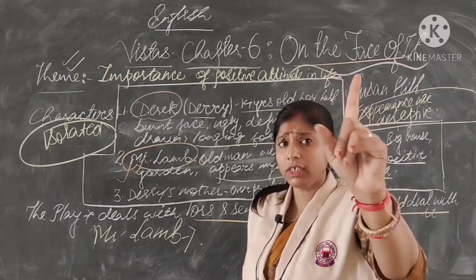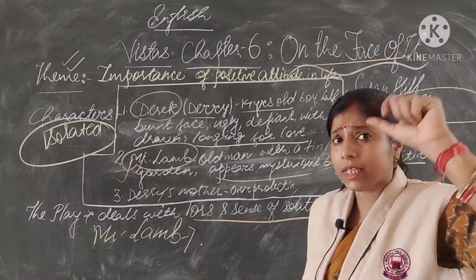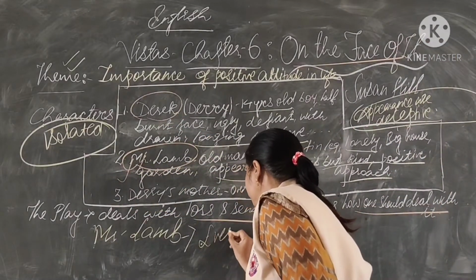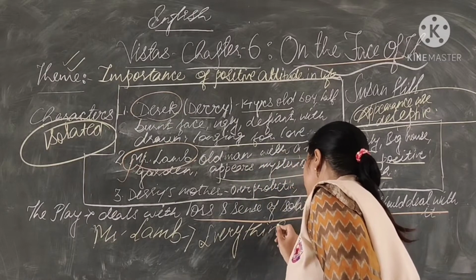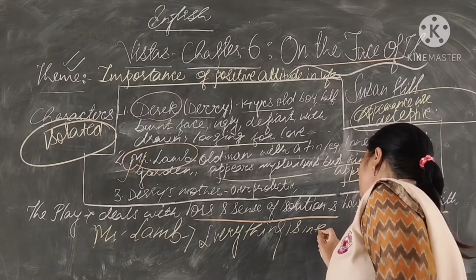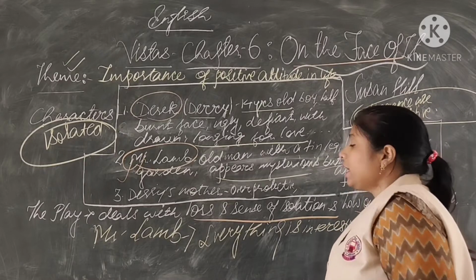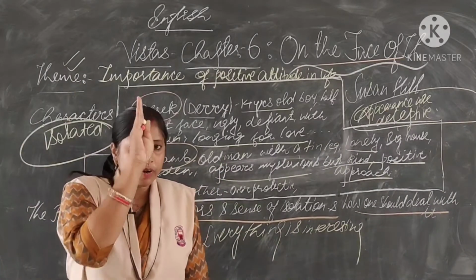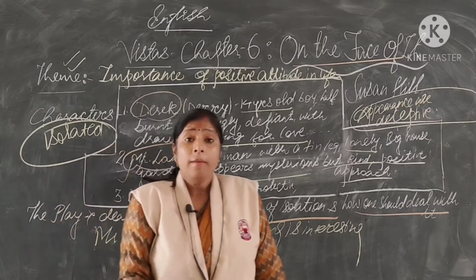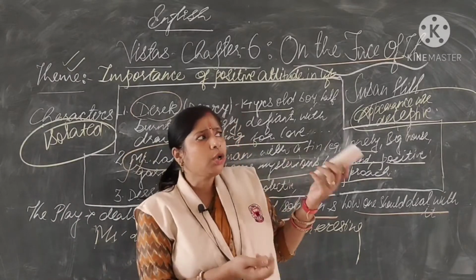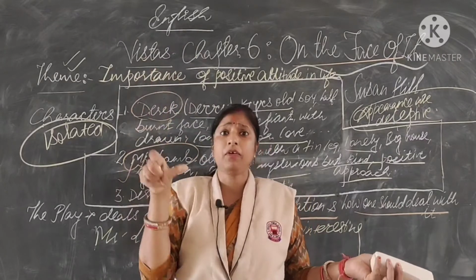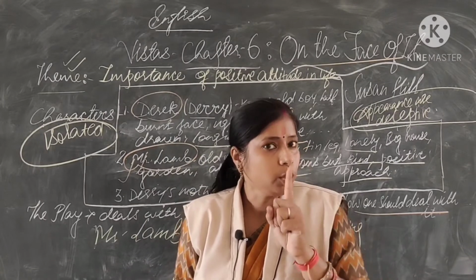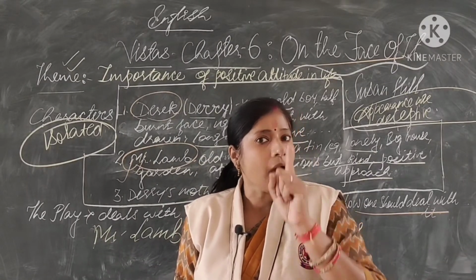His first advice is what? His first advice was what? That everything is interesting. See over here. Why am I telling all this? Because when Derry showed his face, half burnt face, Mr. Lamb did not look at his face, and he started talking about apple trees and all. Then Derry asked him a single question: Do you not have interest in my face? Do you not have interest in my face?